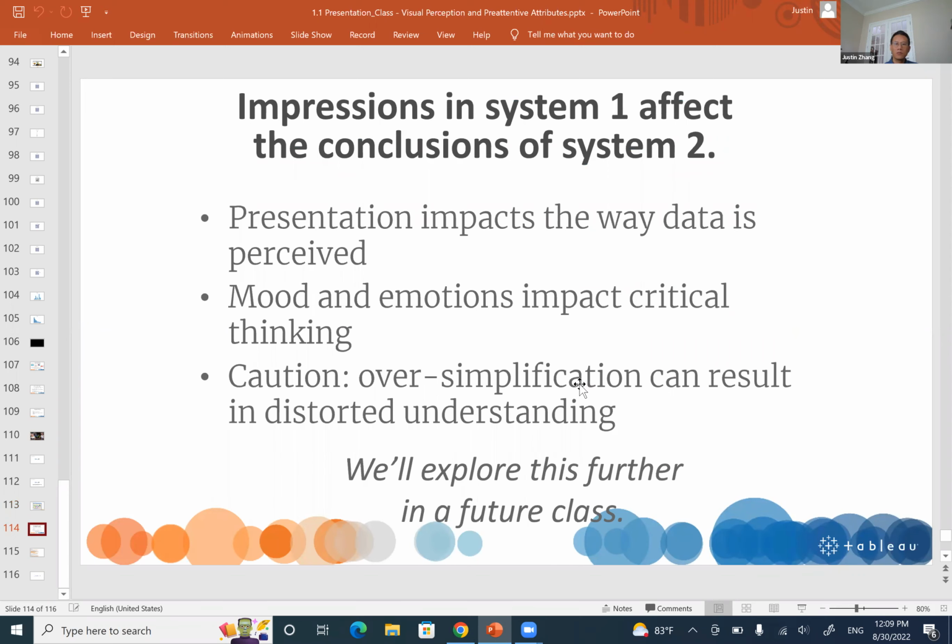Impressions in system 1 affect the conclusions of system 2. So these two systems work together. In other words, presentation impacts the way data is perceived, mood and emotions impact critical thinking. However, sometimes oversimplification can result in distorted understanding. If you make it too simplified, people may misunderstand what you want to present. If it's too simple, you may not be able to present the real meaning behind the data.